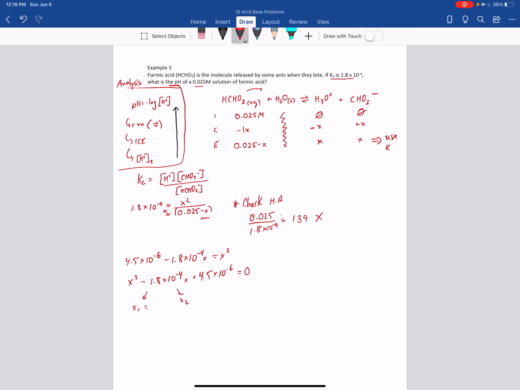So our a value is 1, because there's no value in front of that there. Our b value is -1.8 times 10 to the -4. I have to remember to take the sign with it. And our c value is positive 4.5 times 10 to the -6. So in this case, root 1 equals root 2 at 9 times 10 to the -5. So those are the same value when solving it. Okay, so that tells us that that is the change. That's what x represents. And we know that that now is the number that we can sub into our ice table.